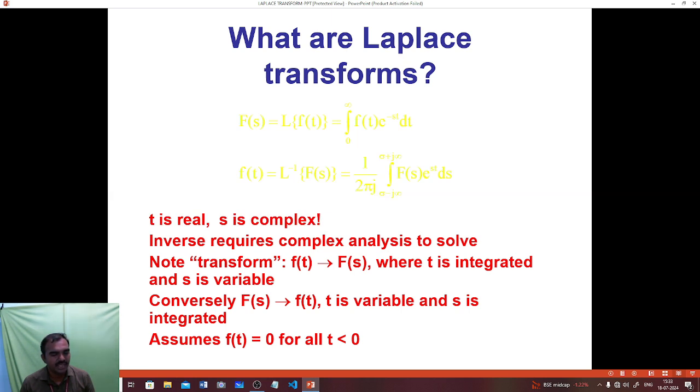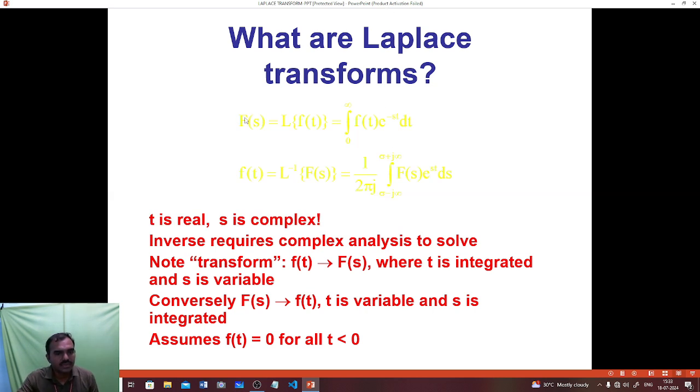Note that the transform f of t is mapped into capital F of s, where t is integrated and s is a variable. Conversely, F of s implies f of t, where t is a variable and s is integrated. Here we assume f of t equals 0 for all t less than 0.